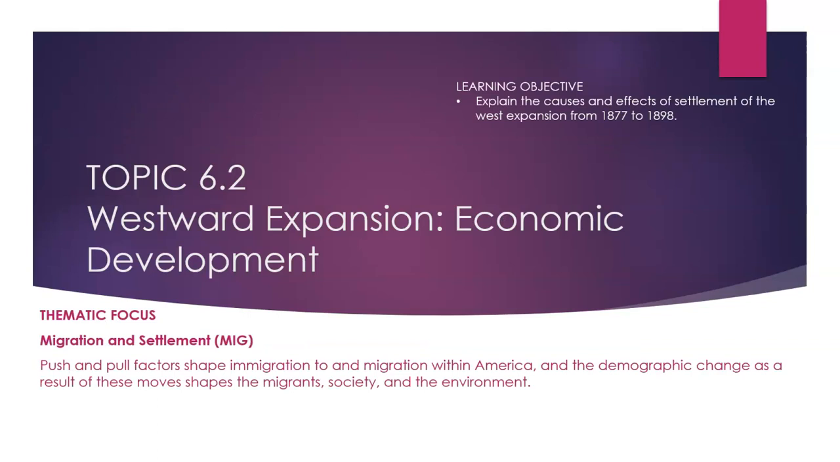So in this video, we will be looking at Topic 6.2, which along with Topic 6.3, looks at the causes and effects of westward expansion in the latter half of the 19th century. This one specifically looks at economic development, whereas the next one will focus on social and cultural development. But know that they are very interrelated and even address the same key objective question.